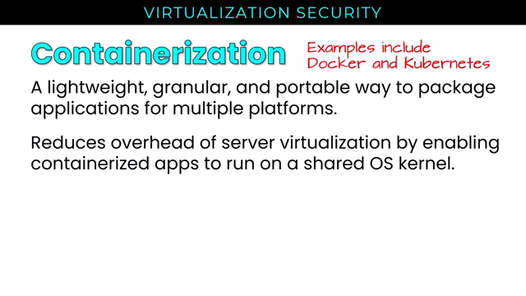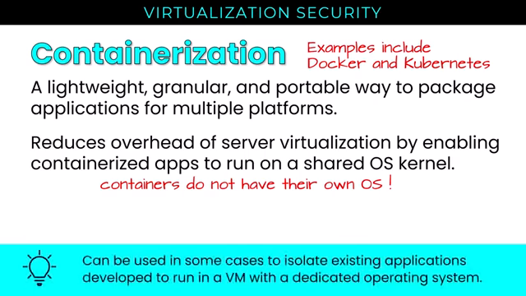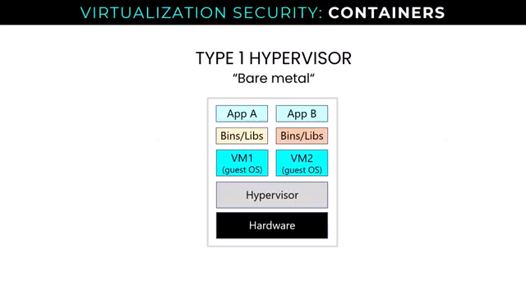Containerization we touched on earlier, examples being Docker and Kubernetes. Remember, the key difference between containerization and server virtualization is containers do not have their own OS. They share a single OS kernel. And we can use containerization in some cases to isolate existing applications that were developed to run on a VM with a dedicated operating system. The container does fool the application into believing it has its own kernel, even though it doesn't.